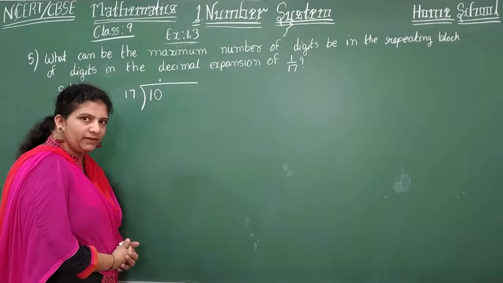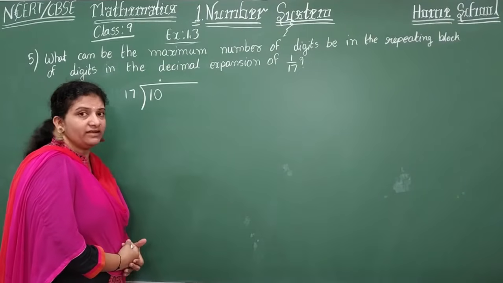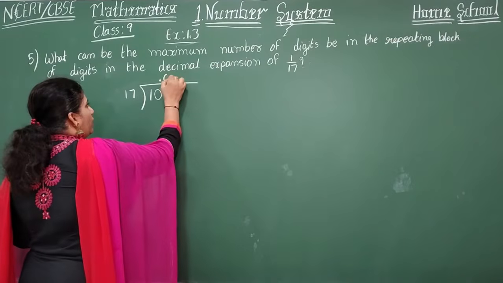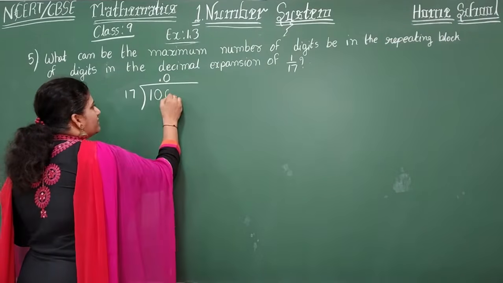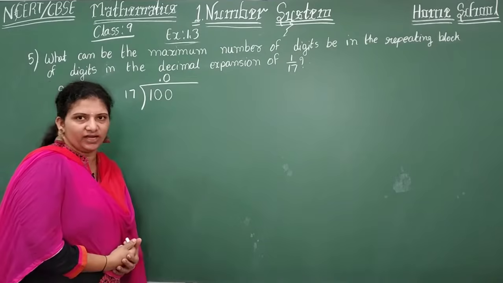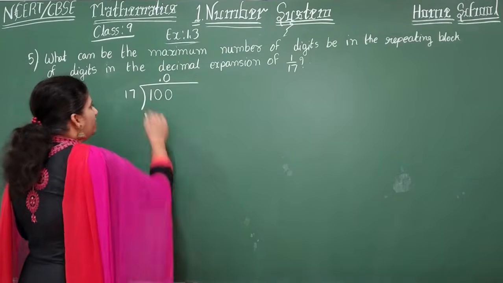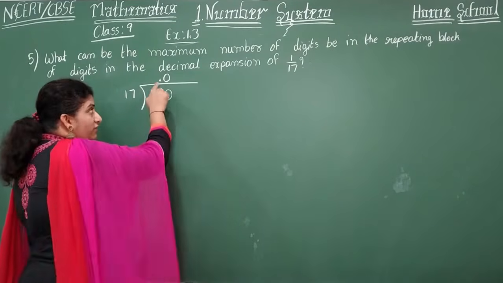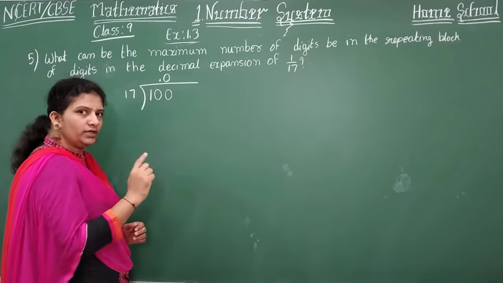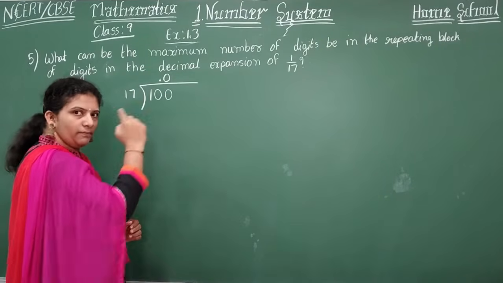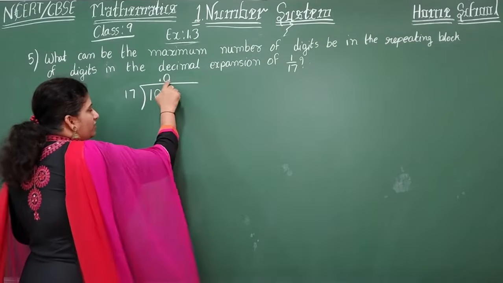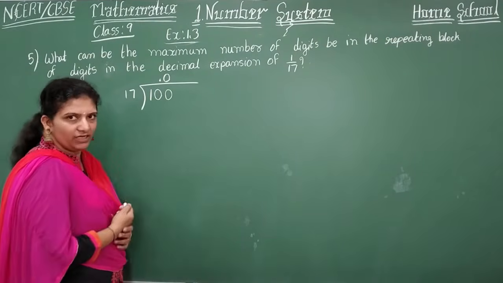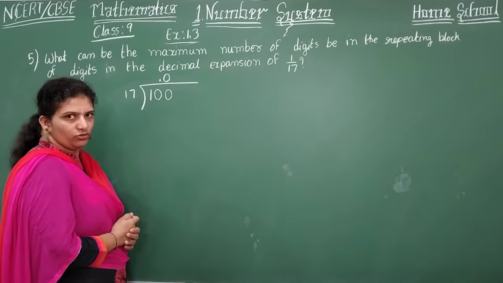In the 17 table, do you get 10, children? No, 10 is smaller than 17. So for that purpose, take 1 0 here and make this number 100. Now, in the 17 table, do you get 100? Suppose you take a decimal point, however many zeros you want, you can place here. We are not going to get exactly 100 in the 17 table, but a nearer number we are going to get.